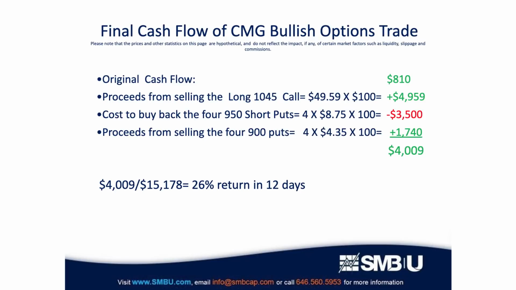Well, first of all, remember, we had that positive cash flow from selling the 4 puts and then paying for the long puts and the long call. So that is the starting point of the calculation, since we get to keep that $810 no matter what.